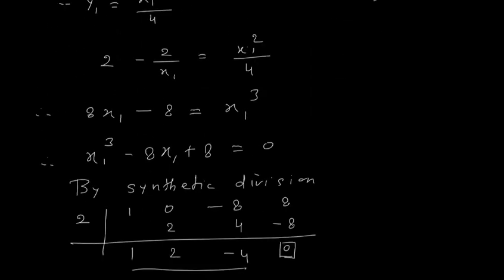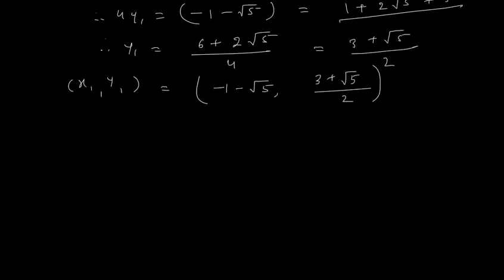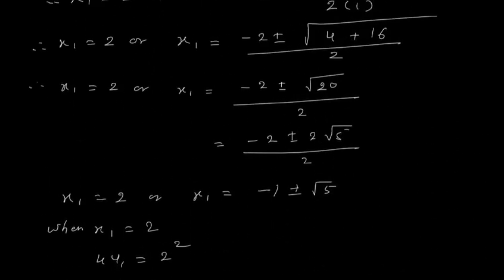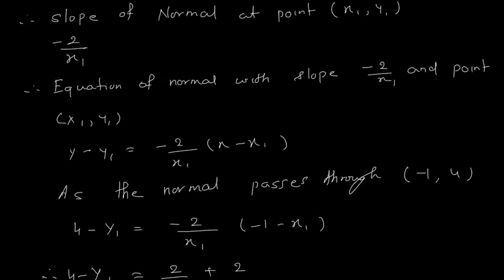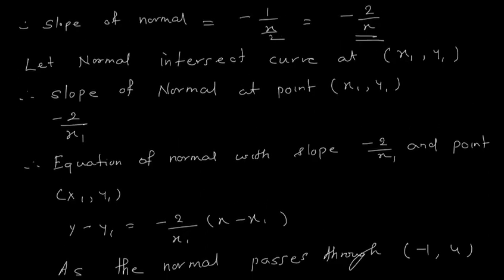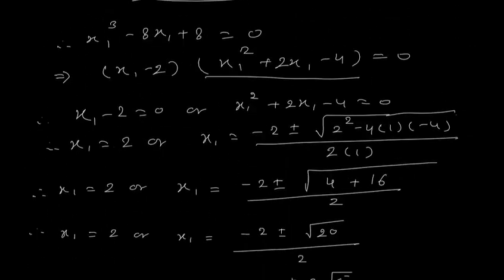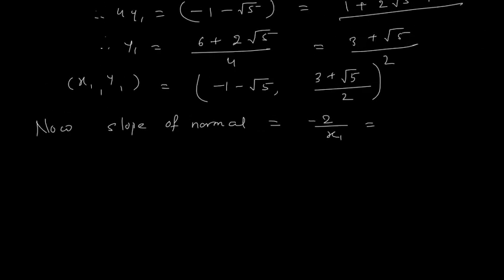Therefore, now the slope of normal, we said that it is minus 2 upon x1, right? This is the slope of normal. As the normal passes through this point, the slope of normal is minus 2 upon x1. So we have 3 different points, and at 3 different points, the normal will be different.